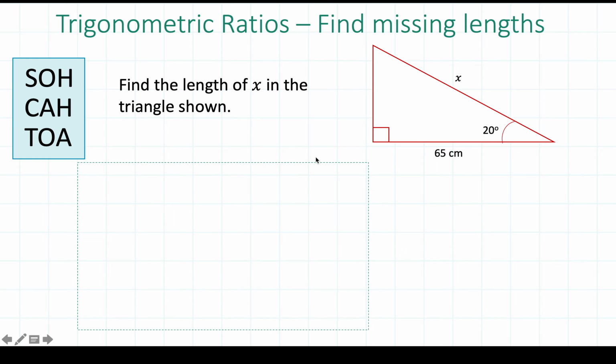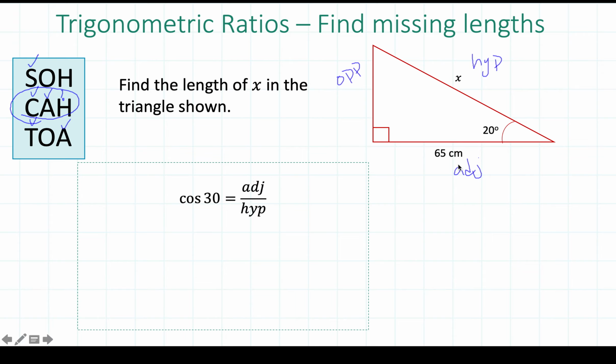Another example, let's label this triangle as well. So I have my hypotenuse, I have the adjacent, and I have the opposite. So similarly here, I'm going to see, well, I have the angle here, and I have the adjacent, and what I'm missing is the hypotenuse. So that's the length that I need, which means I'll have to use the cos.